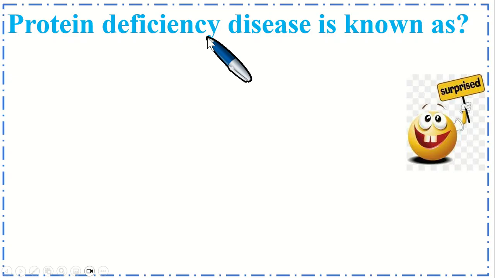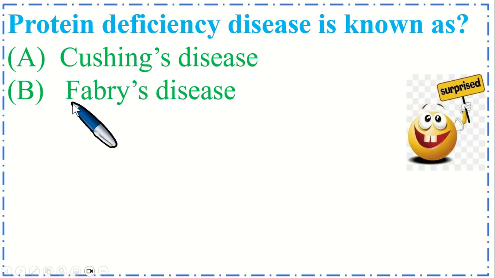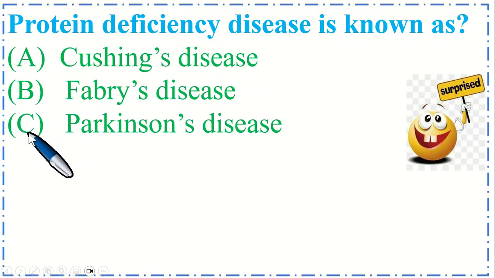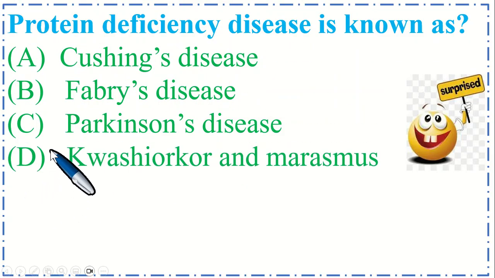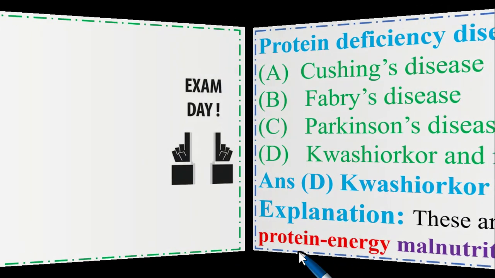Protein deficiency disease is known as option A, Cushing's disease. B, Fabry's disease. Option C, Parkinson's disease. And option D, Kwashiorkor and marasmus. So the correct option is D, Kwashiorkor and marasmus. These are two main protein energy malnutrition disorders.